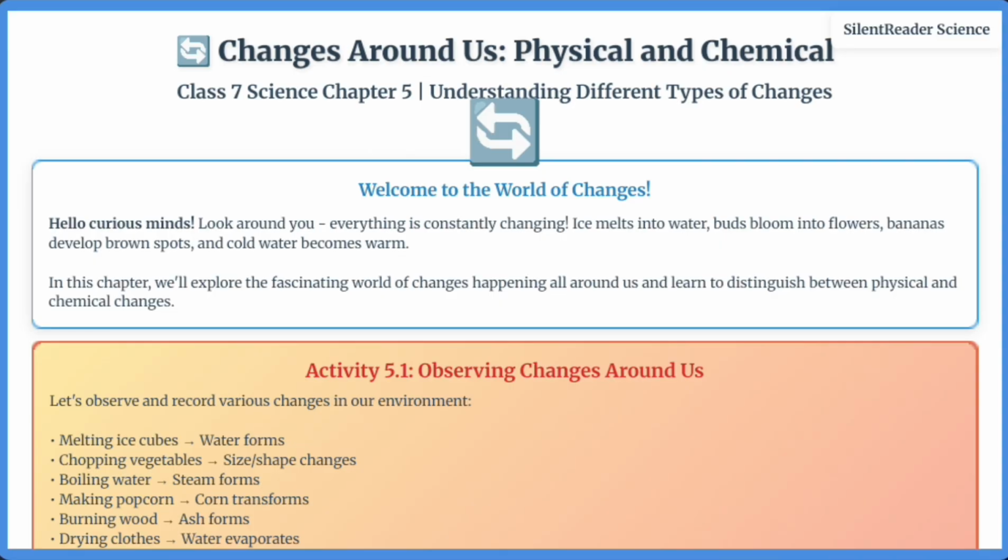Welcome to Chapter 5 of Class 7 Science, Changes Around Us, Physical and Chemical. In this fascinating chapter, we'll explore the different types of changes happening all around us every day. From ice melting into water to bananas developing brown spots, from buds blooming into flowers to cold water warming up, changes are constant in our world.